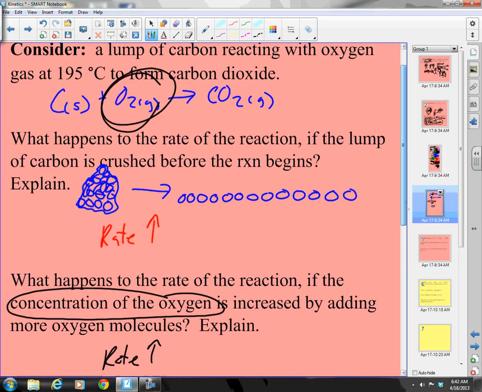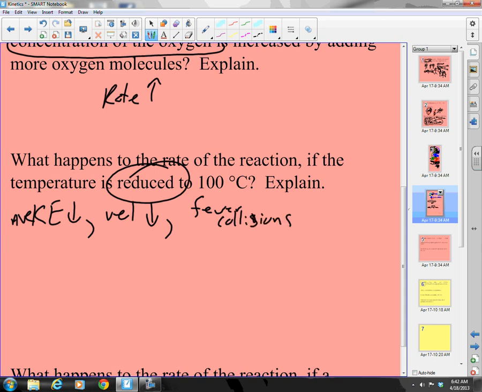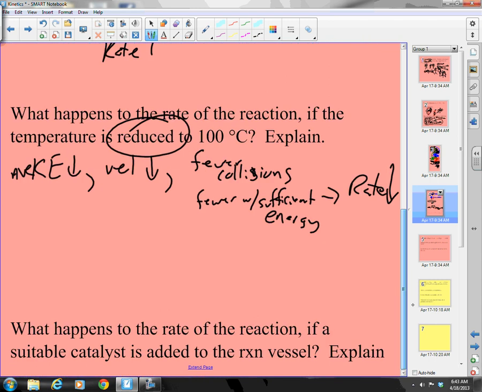All right. So in this case, I reduce my temperature, so that means my average kinetic energy decreases. That means that the velocity of particles decreases, which means I have fewer collisions and fewer with sufficient energy, which means what for my rate? My rate decreases. Cool. Okay, is there anything else here?